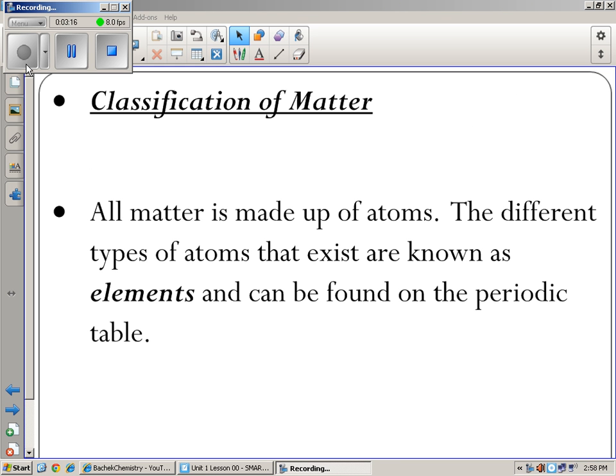Classification of matter. All matter is made up of atoms. The different types of atoms that exist are known as elements. And of course, you can find these on the periodic table. Tomorrow I'll get you your periodic tables. And we'll talk, obviously, a little bit more about that in the coming days here, and so forth. Okay.